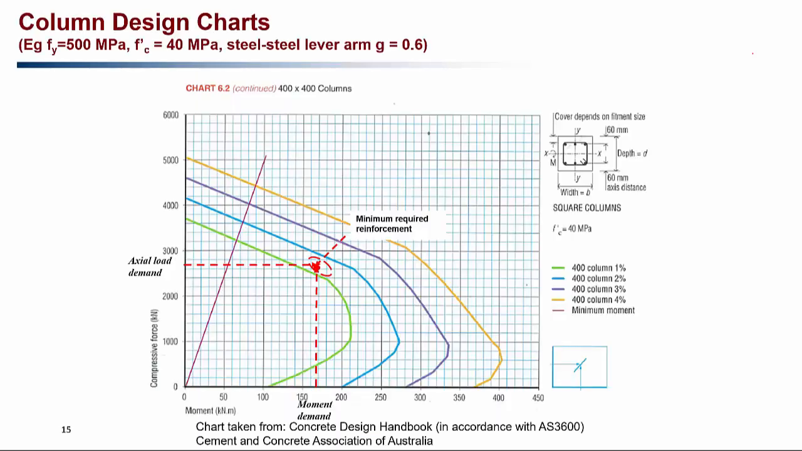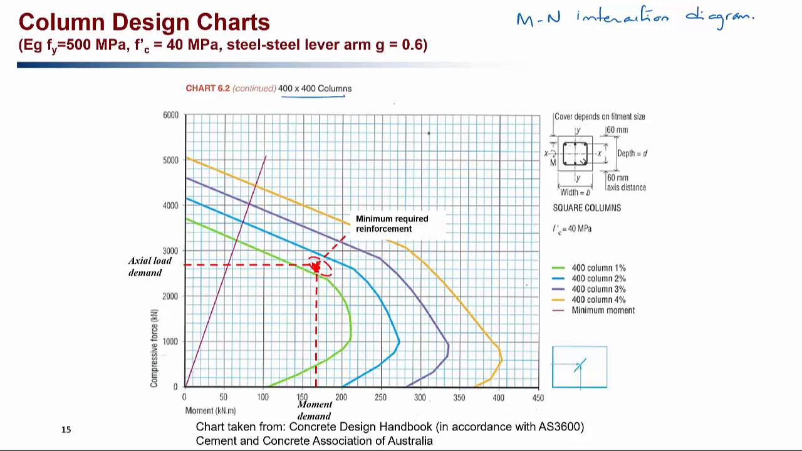Now, for the design of the columns, we usually get the design charts like this one, as given in the concrete design handbook. As an engineer, you'll have access to these kinds of design charts, which will help you to design the columns or beams much more easily. This whole MN interaction curve is for the column size of 400 by 400 millimeter columns. So for different size columns, you'll have different sets of these design charts.